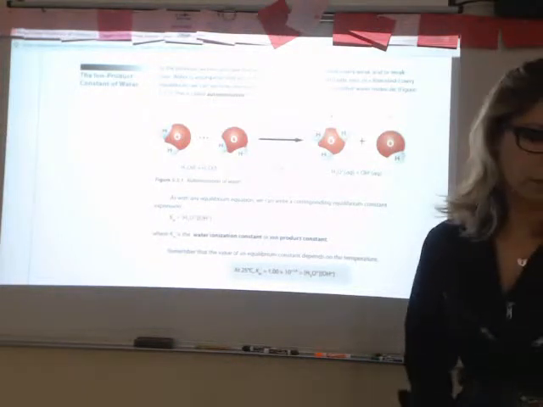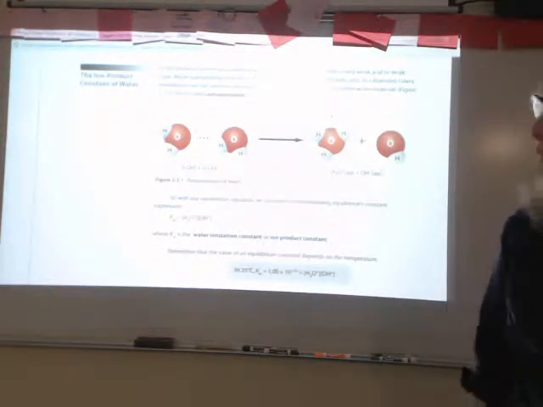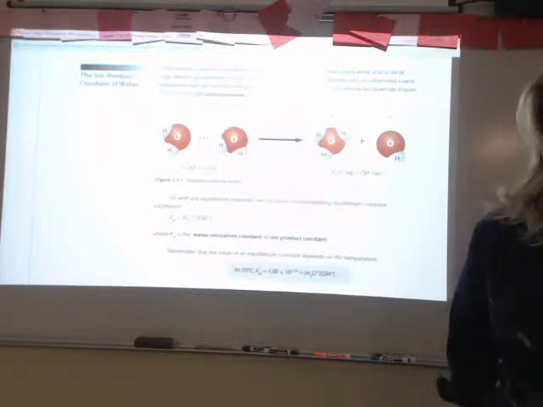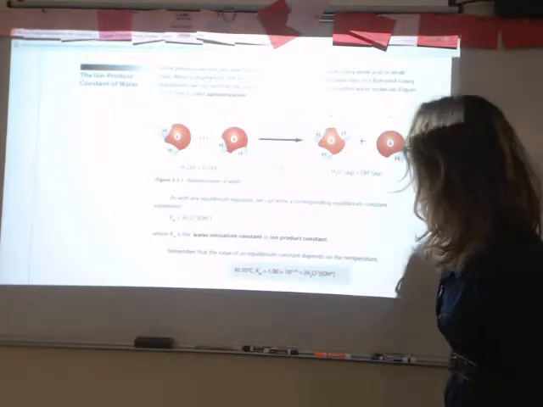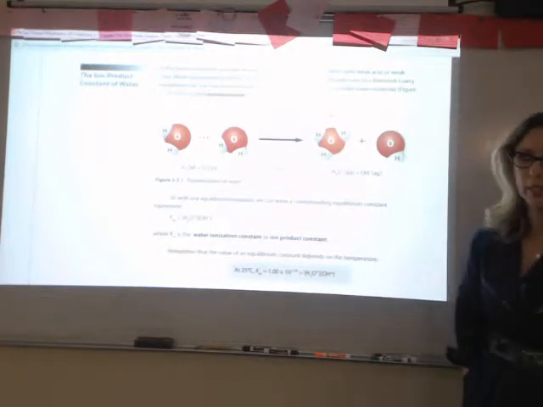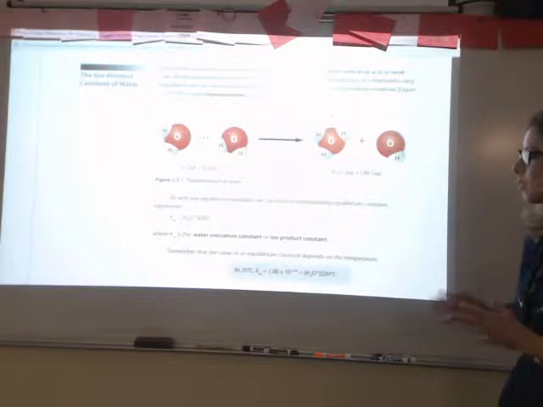Okay, we're on 5.3, the ionization of water. We're skipping the warm-up and going straight to the ion product constant of water. You learned in a previous section that water can act as an acid or a base, right? It's amphiprotic, so it can accept a hydrogen ion or donate a hydrogen ion.